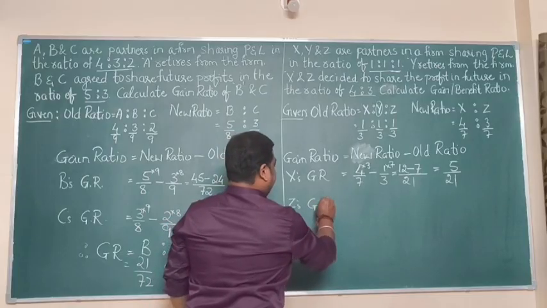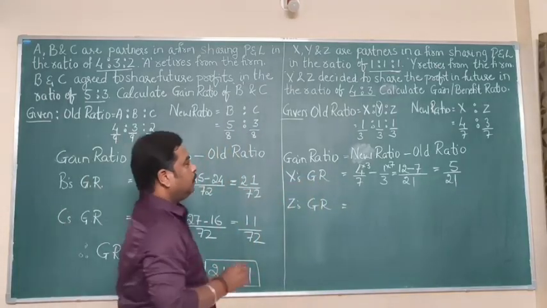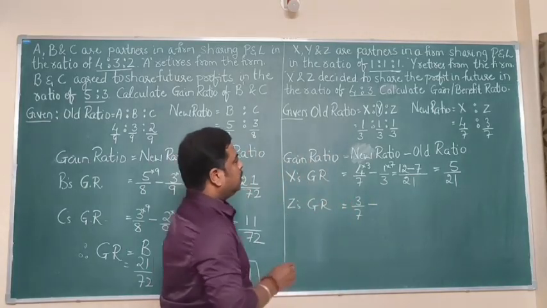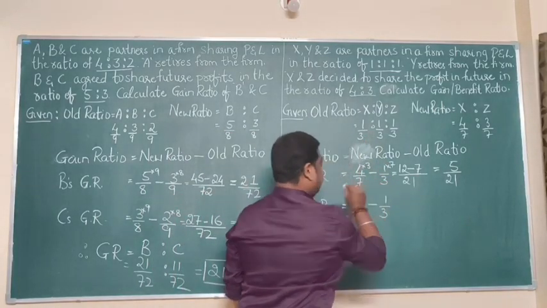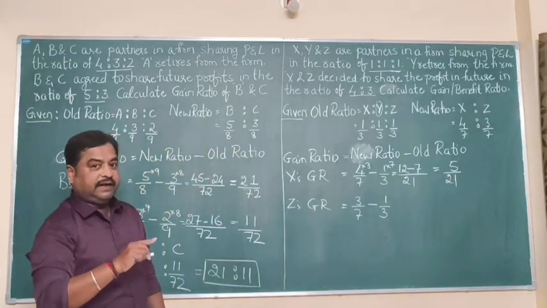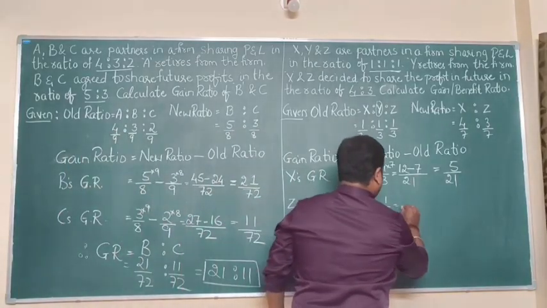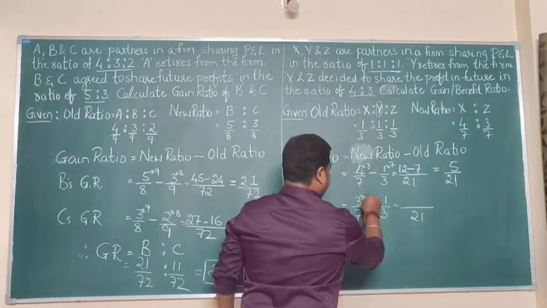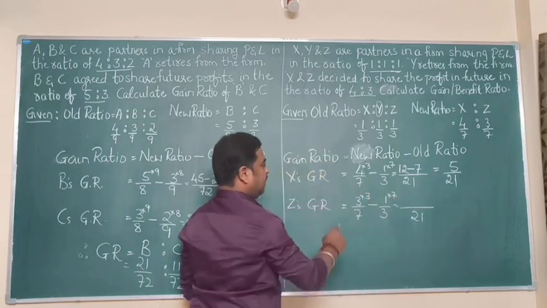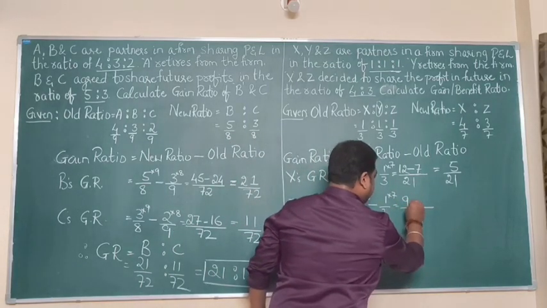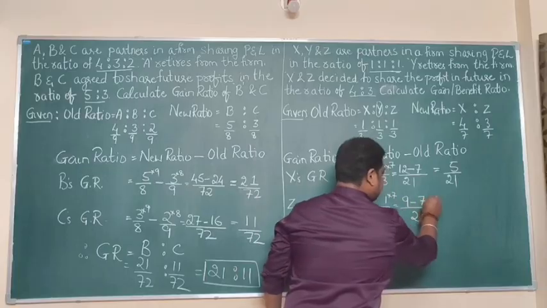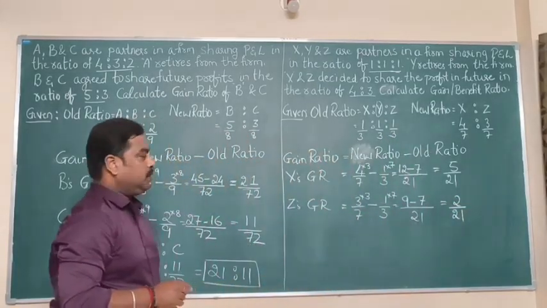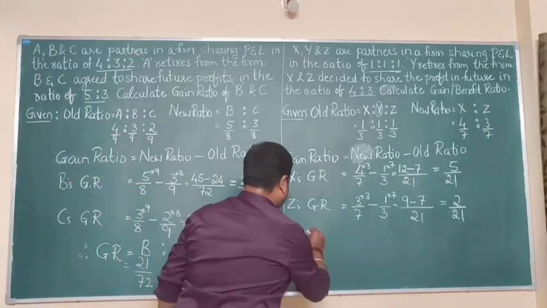Similarly, Z's gain ratio is equal to, what is Z's new ratio? 3/7 minus the old ratio of Z, which is 1/3. Common LCM is 21. 3 threes are 9 minus 1 seven is 7. 9 minus 7 is 2. It is 2/21. So, final presentation of the answer.